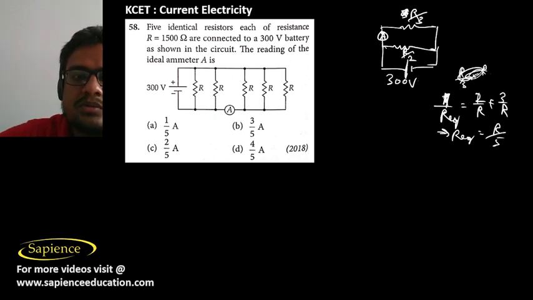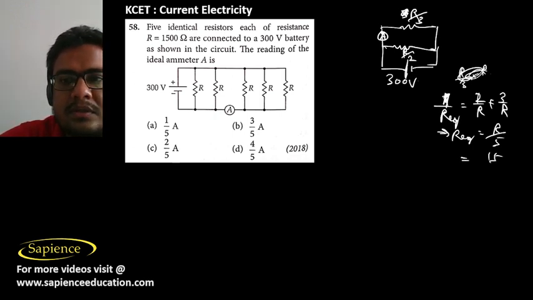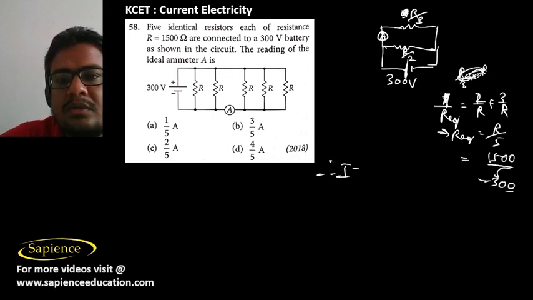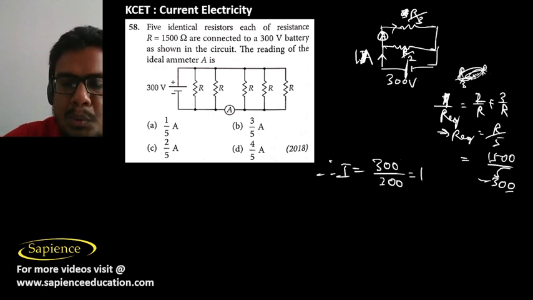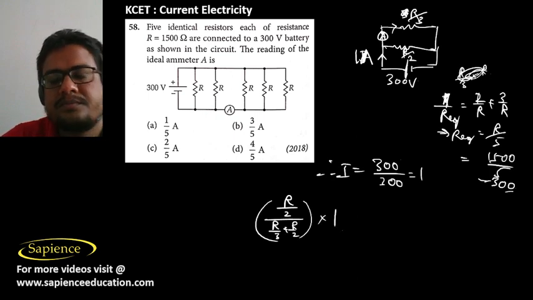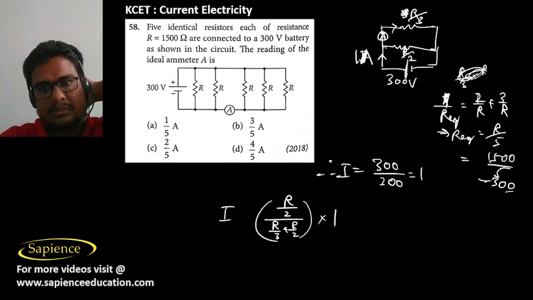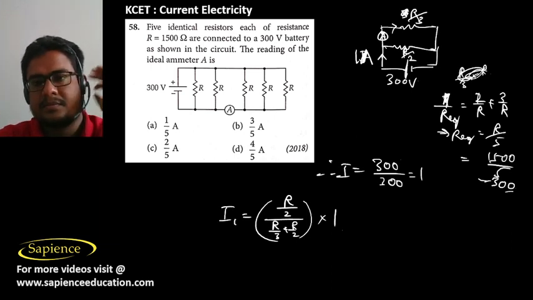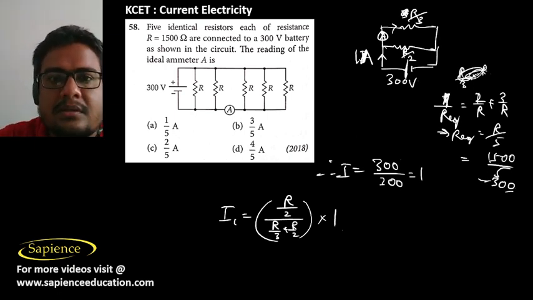So how much current will flow? R equivalent is 1500 by 5, that is 300. Therefore current will be equal to E by R equivalent, 300 by 300, that is 1 ampere. 1 ampere current is flowing. Through R by 3, how much current will flow? That will be R by 2 divided by R by 3 plus R by 2, into 1. So this will be the current reading in the ideal ammeter.